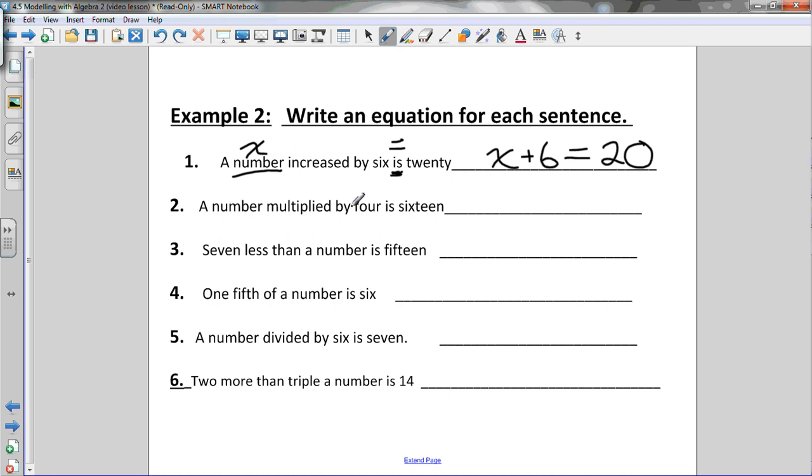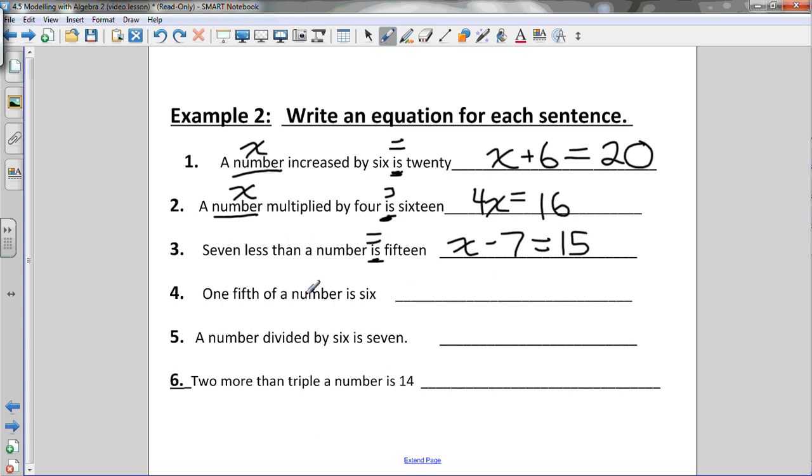Number 2, a number multiplied by 4 is 16. Make sure you see this word is and think of that as an equals. A number multiplied by 4, I don't know what the number is, so once again I'll use a variable, x. So 4 times a number, 4 times x, is 16. Number 3, 7 less than a number is 15. Once again, here's my equals, the is. 7 less than a number, I don't know what the number is, but I know 7 less than it, so the number minus 7 is equal to 15.